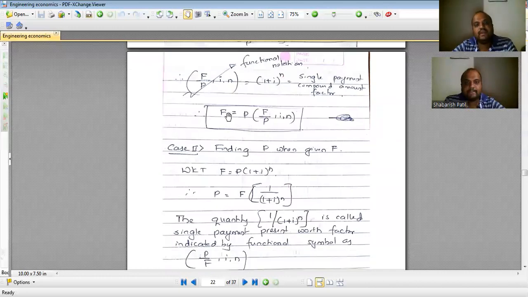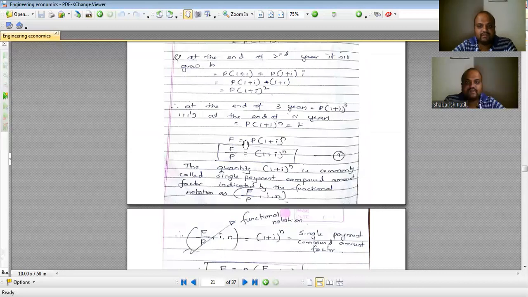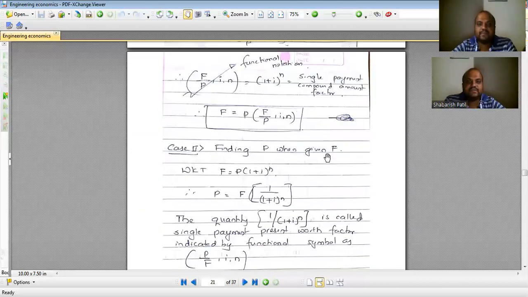Or else my future value F is a function of P, that is equal to P into a function of F by P, comma I, comma n. The same thing. You need not remember this equation 1 wherever I have written it as a number; this you must remember. Okay.